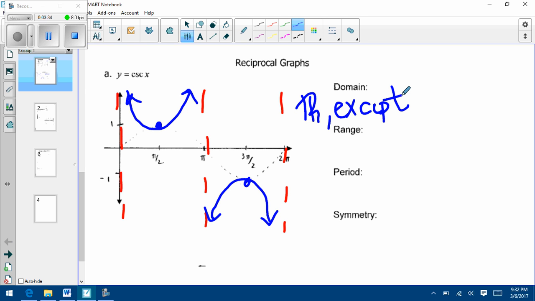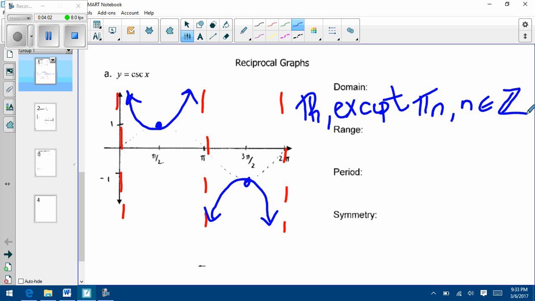The way we're going to represent all these pi's is to say except pi times n, where n is an element of the integers, which is something we're used to writing. I hope that this answer for the domain makes sense, because we're saying, if I do any integer times pi, those are the values we would have to exclude from the domain. Those are the places where we have vertical asymptotes.